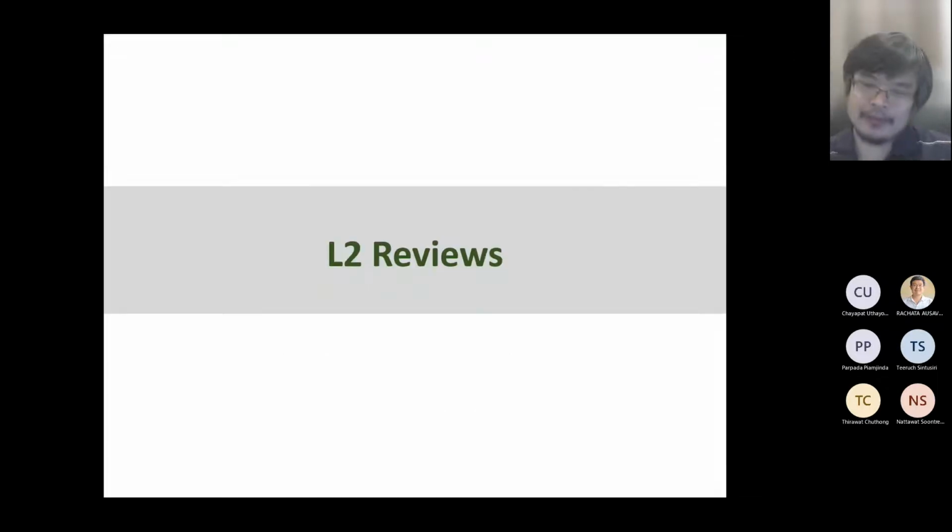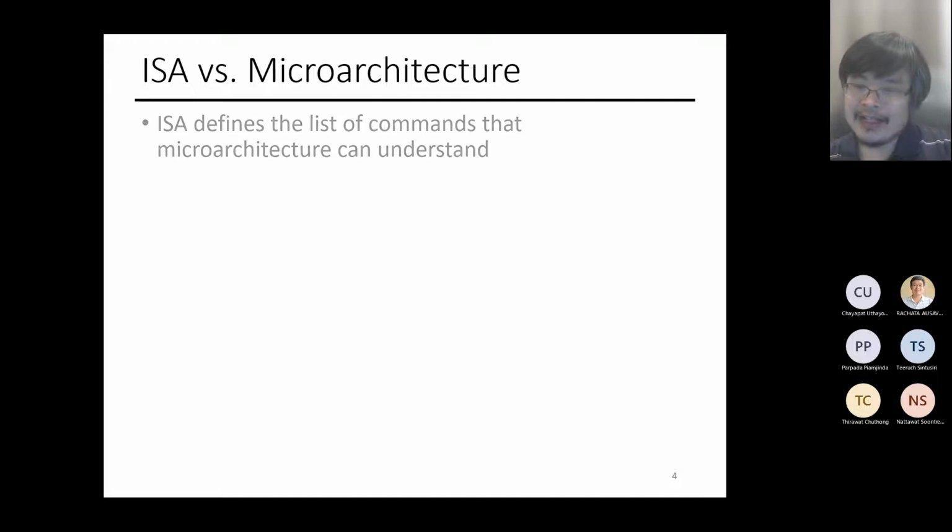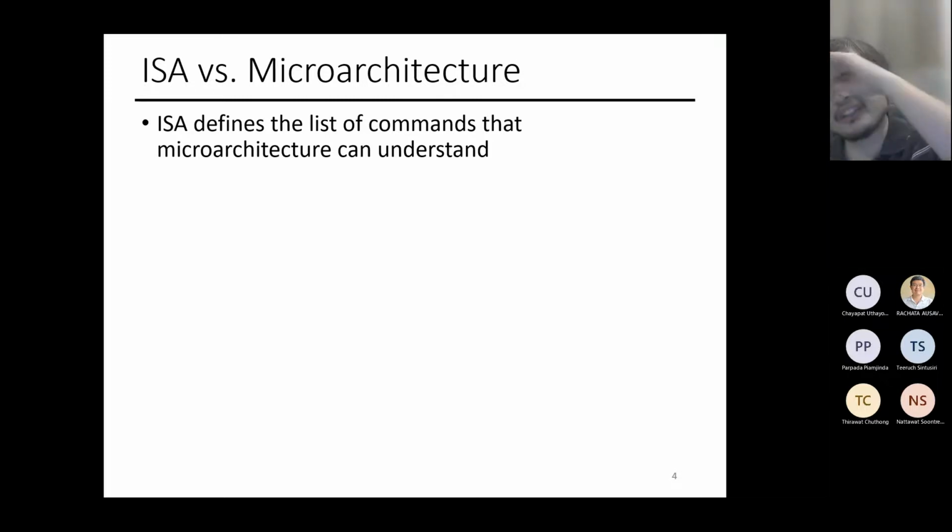But before we go there, let's review what we went through in lecture 2 a little bit. We talked about the ISA, the instruction set architecture, and the microarchitecture. They seem like two terms that have the same word, architecture, in them, but they are different in the sense that the ISA defines the list of commands that the microarchitecture can understand. Treat the ISA as a book of rules where the programmer can issue these commands.